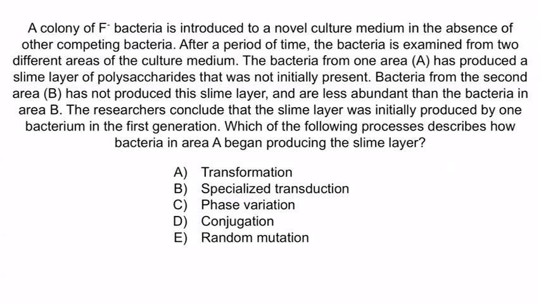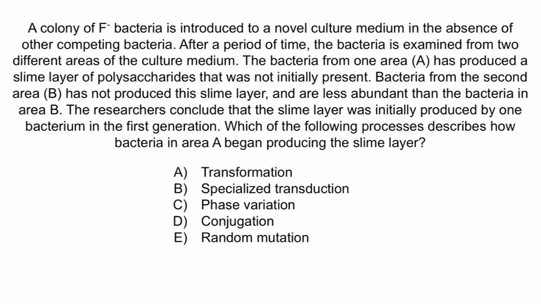A colony of F- bacteria is introduced to a novel culture medium in the absence of other competing bacteria. After a period of time, the bacteria is examined from 2 different areas of the culture medium. The bacteria from one area, A, has produced a slime layer of polysaccharides that was not initially present. Bacteria from the second area, B, has not produced this slime layer and are less abundant than the bacteria in area A. The researchers conclude that the slime layer was initially produced by one bacterium in the first generation. Which of the following processes describes how bacteria in area A began producing the slime layer? A, transformation, B, specialized transduction, C, phase variation, D, conjugation, or E, random mutation?